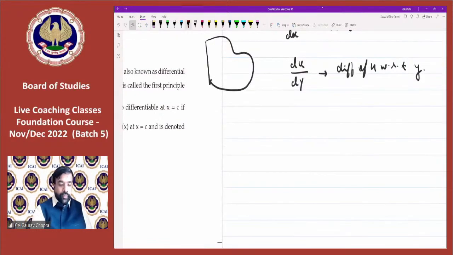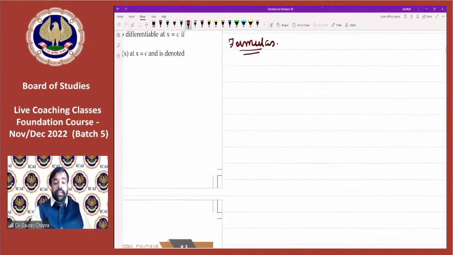So let us begin with some formulas. In this chapter, there are many formulas. Formulas are of most importance, and without formulas, we will be unable to solve the questions. That is why we have to focus on each and every formula.